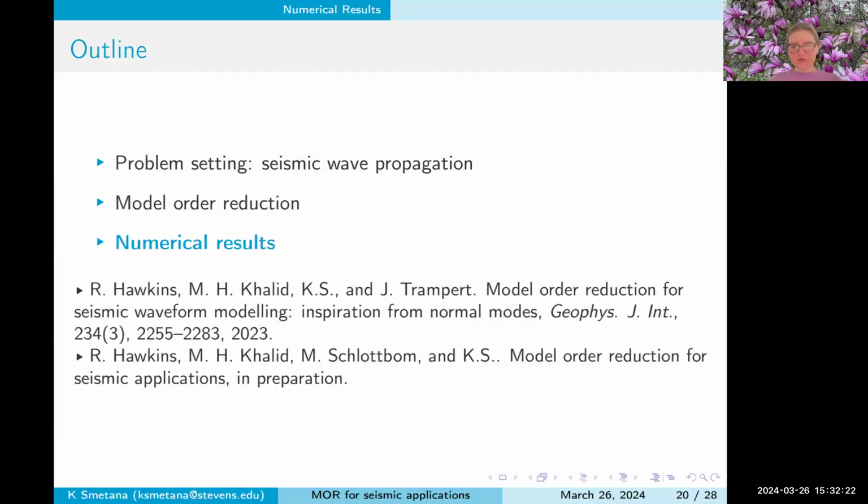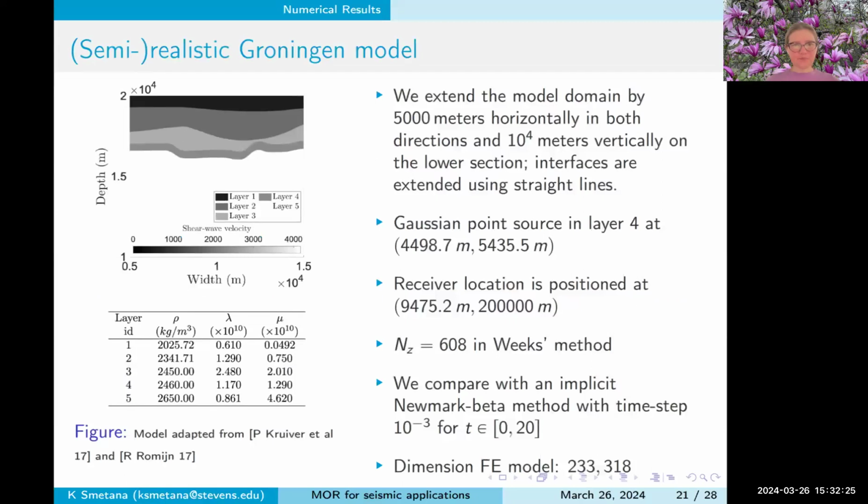And now I'm coming to the numerical results. As I already indicated at the beginning, if you choose homogeneous Dirichlet boundary conditions, you get reflections. So we extended the model domain to the left, to the right, and to the bottom, to very much reduce the influence of the reflections. And then we choose a Gaussian point source in the fourth layer, which you see here, this one up here. And the receiver locations are positioned on the top. And we compared with an implicit Newmark beta method.